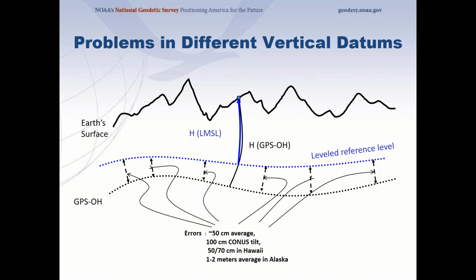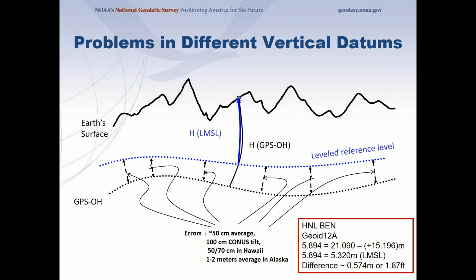And in the CONUS, we have an error of about 50 centimeters on average, but we have about a meter tilt from coast to coast, from the east coast to the west coast. And in Hawaii, if we use the GPS and compare against the leveled observations from the tide stations, we'll have a difference of 50 to 70 centimeters. Well, that's a big difference. If you're using the GPS to make, say, a floodplain map, you're going to be in trouble because you're going to be off by 50 to 70 centimeters. And the average in Alaska is 1 to 2 meters.